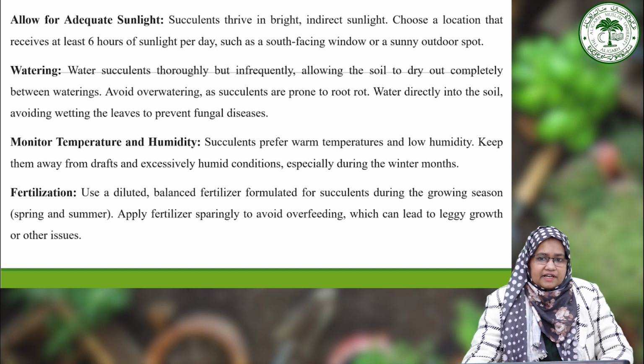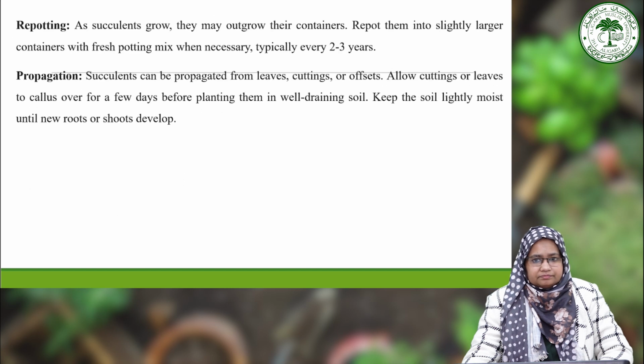Then monitor temperature and humidity. Succulents prefer warm temperatures and low humidity levels. Protect them from drafts and excessive humidity, particularly during the winter season. For fertilization, use a diluted balanced fertilizer designed for succulents during the active growing season in spring and summer. Apply the fertilizer sparingly to avoid excessive growth or other potential issues associated with overfeeding.